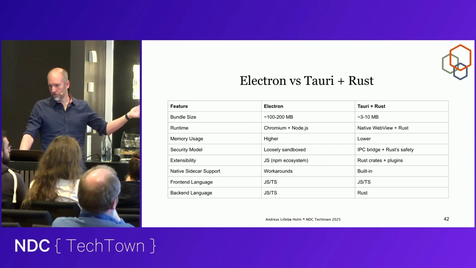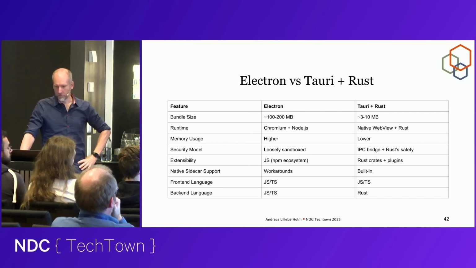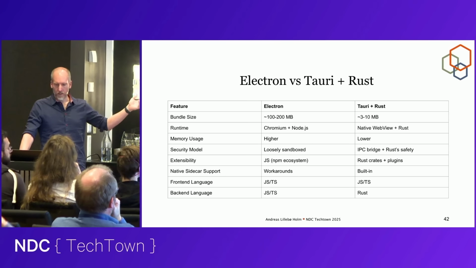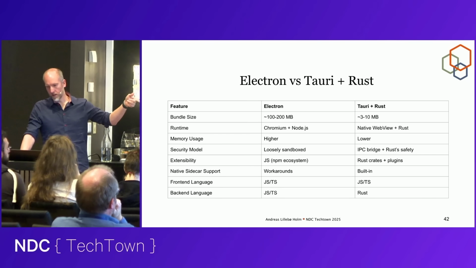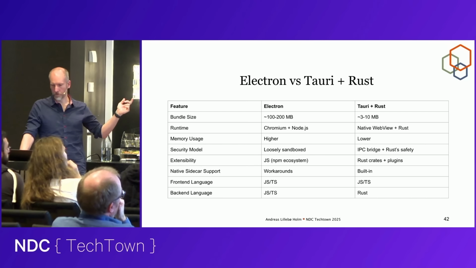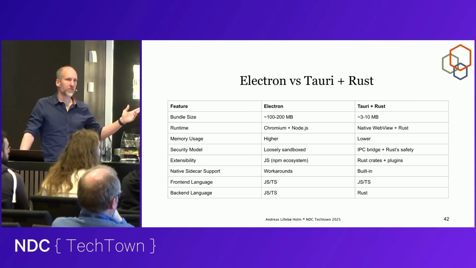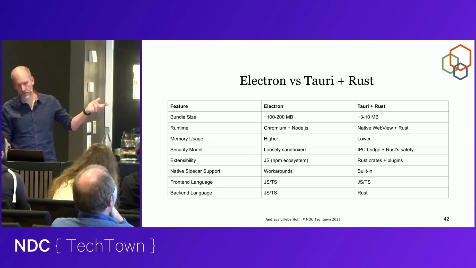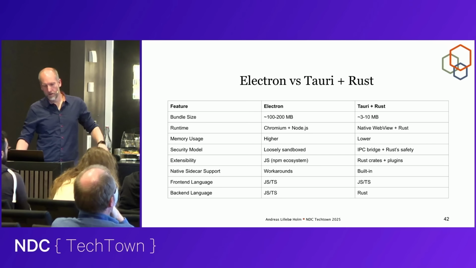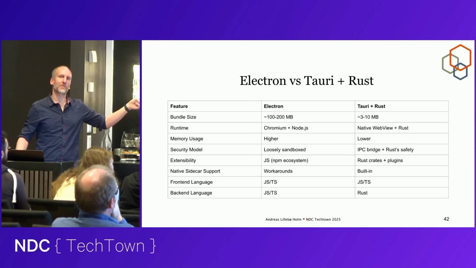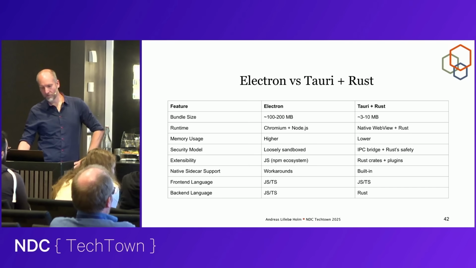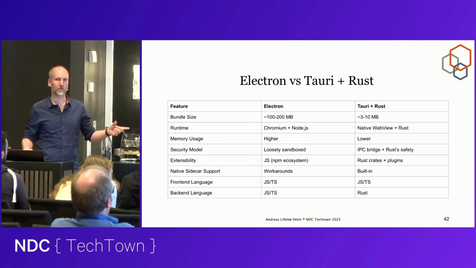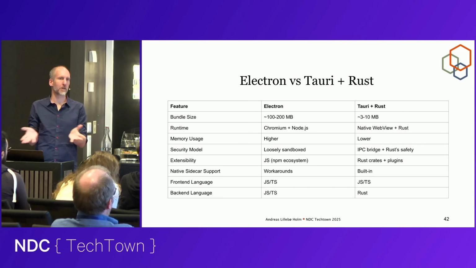So to summarize a bit the differences between Tauri and Electron. The major issue you can see is that the bundle size is larger on Electron than on Tauri. You have the runtime Chrome plus Node.js on Electron, and the native Webview plus Rust on the Tauri side. Memory usage tends to be higher on Electron and lower on the Tauri side. The security model, I would say, is loosely sandboxed. You can get it right, but it's not always right. And on Tauri you have the IPC bridge and Rust safety, where there's no way of getting around that, basically.